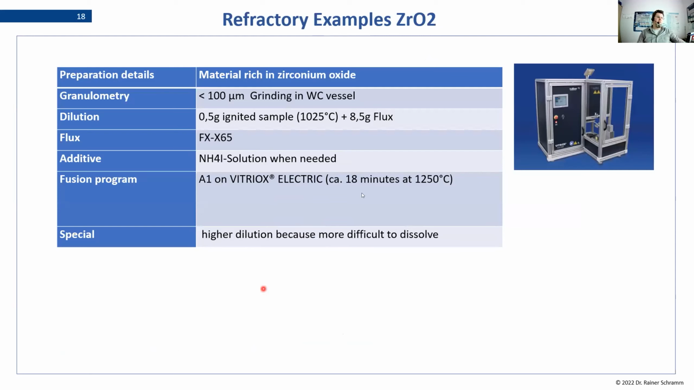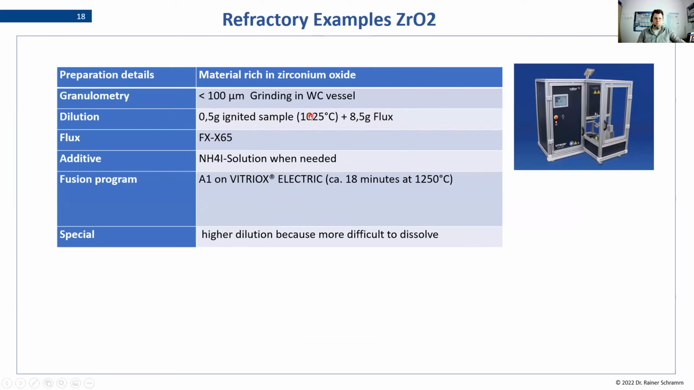So let's have a look at the details here. Materials rich in zirconia oxide. Again, grinding and pretreatment would be the same. We grind it down to a fine powder, which helps in dissolving it then. The ratio sample to flux is different. In this case, we only use 0.5 gram of ignited sample. Treatment is the same here.